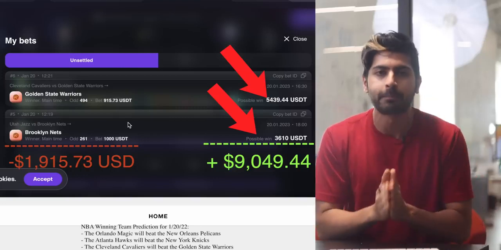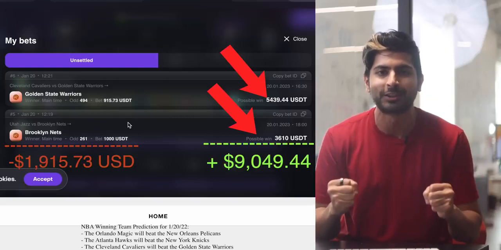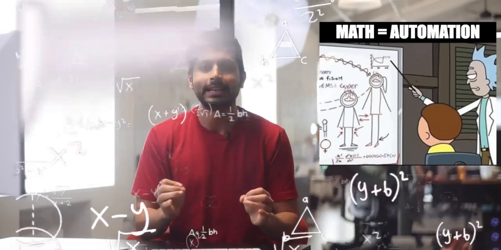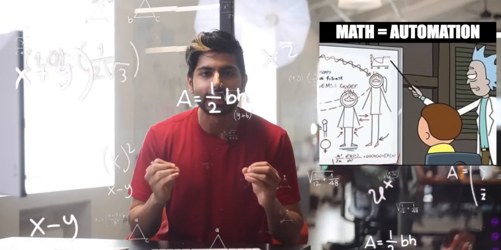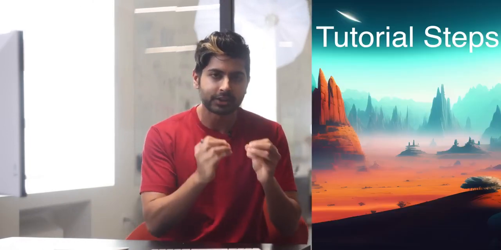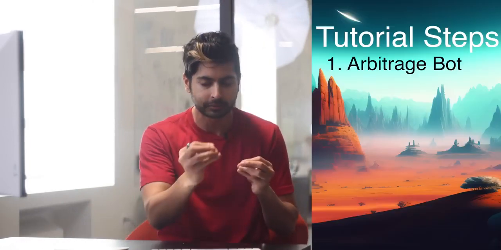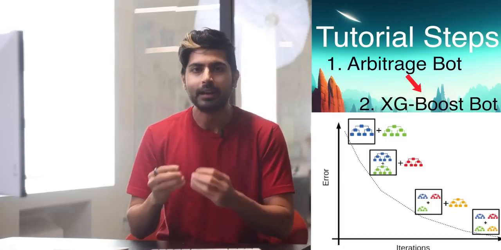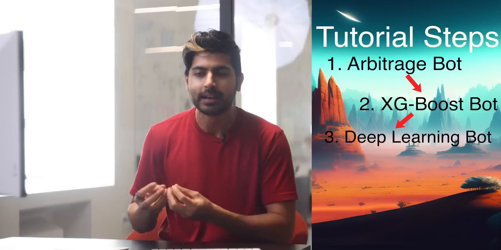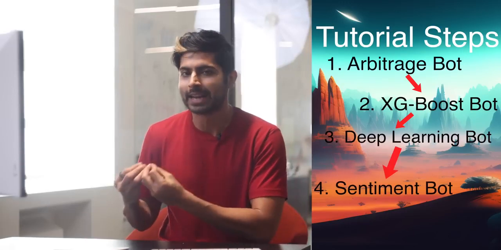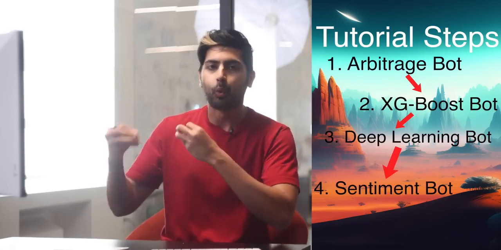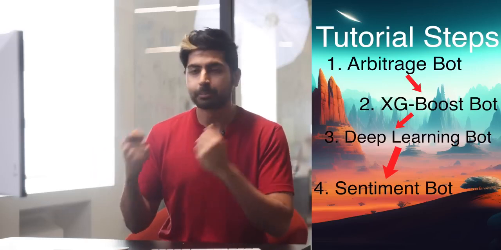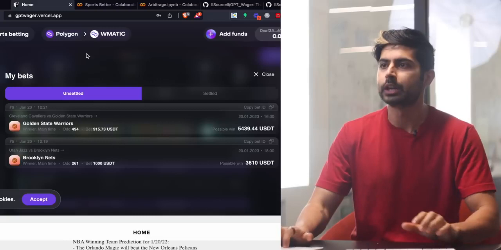And the most important part of this video, and what I really want to stress to you, is mathematics and how awesome mathematics is. Mathematics helps you make money. In this video, we're going to start with a very simple bot. It's an arbitrage bot. I'll explain what that is. Then we'll improve it to be what's called an XGBoost bot. We'll improve it again to be a deep learning bot. Then we'll add deep learning plus sentiment analysis on Twitter so we can see what people are saying on Twitter about a team and use that to improve our sports betting model. All right, so that's what we're going to do in this video.